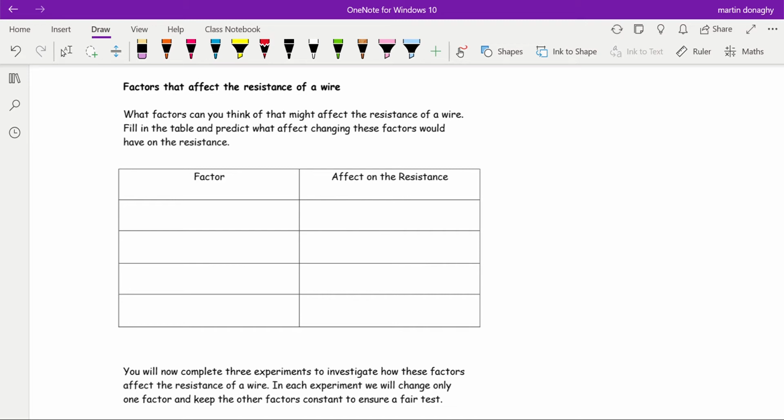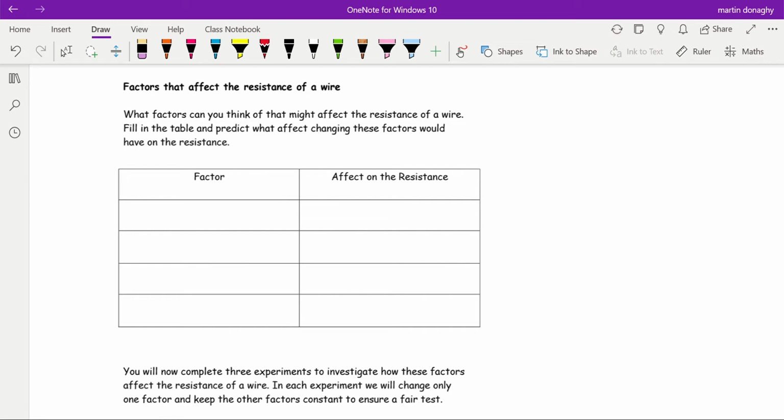So what we want to think about in this first section is what factors affect the resistance of a wire, i.e. what things could we change about a wire that might affect its resistance. So you can pause this and have a little think or discussion at your desk and see if you can get them. However, I'm just going to carry on now and put them in.